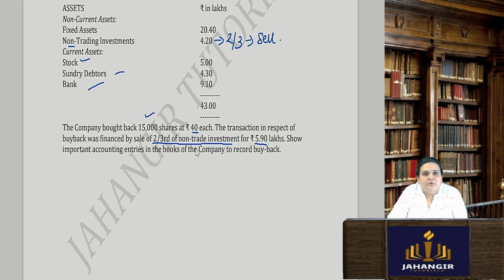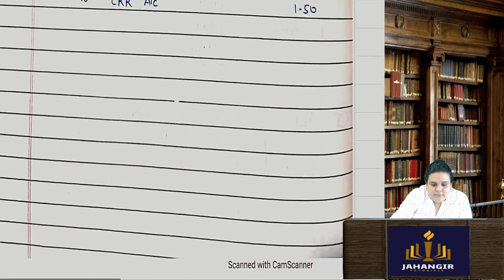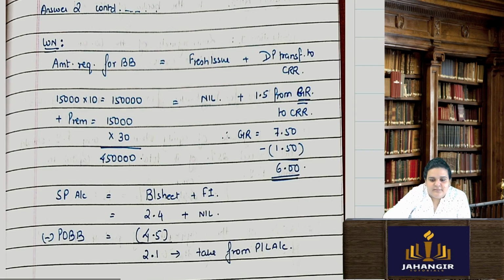Now here they have not told me any fresh issue. So I will not do a fresh issue. Simple. Okay, I'll first write this. My working note, the most important working note. Amount required for buyback is equal to fresh issue plus DP transferred to CRR. Amount required for buyback: 15,000 shares of rupees 10 each.